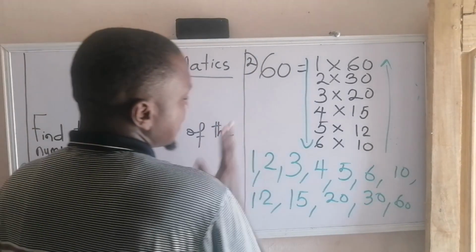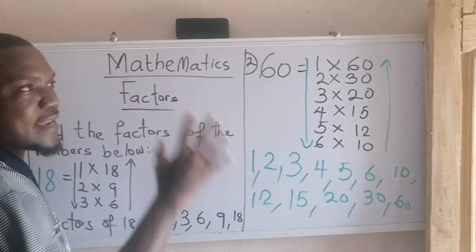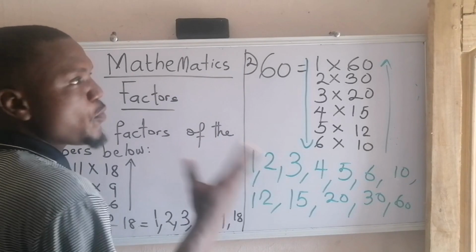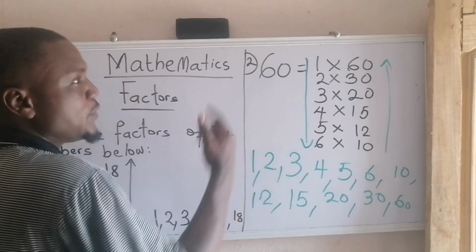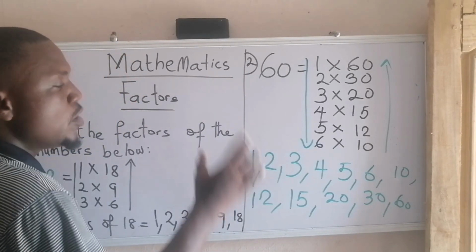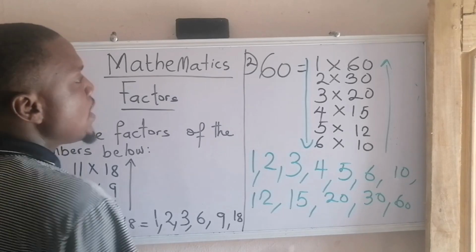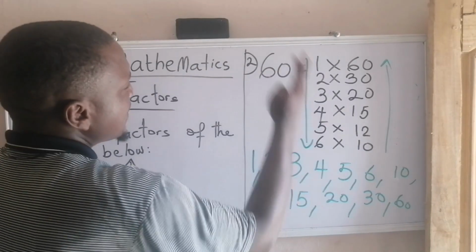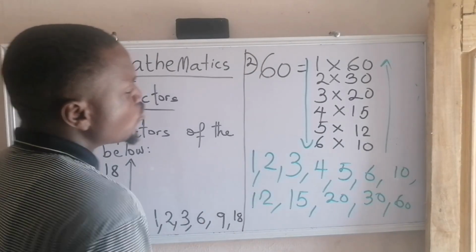All these numbers can divide 60 without what? Without a remainder. We can try any one of them and see whether it will give you a remainder. None of them is going to give you a remainder. If you divide 60 by 4, it's going to give you 15. If you divide 60 by 5, it's going to give you 12.